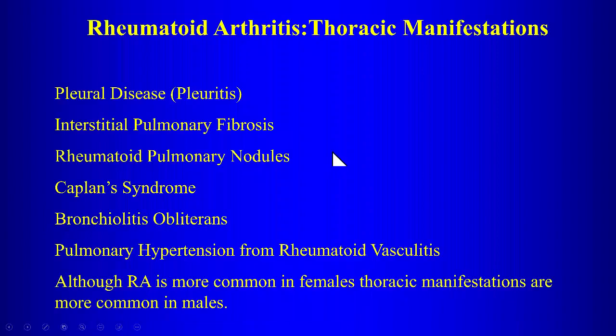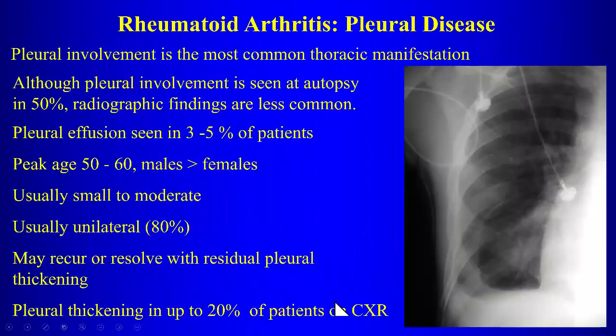So let's talk about rheumatoid arthritis and the manifestations of this within the chest. The most common manifestation is pleural disease: pleuritis, pleural effusion. It can also be associated with interstitial pulmonary fibrosis. Rheumatoid nodules are actually pretty rare, and then there are some other things we can also get with rheumatoid: Caplan's, bronchiolitis obliterans, rheumatoid vasculitis that can give you pulmonary hypertension. This is important: although rheumatoid arthritis is more common in females, the thoracic manifestations are more common in males.